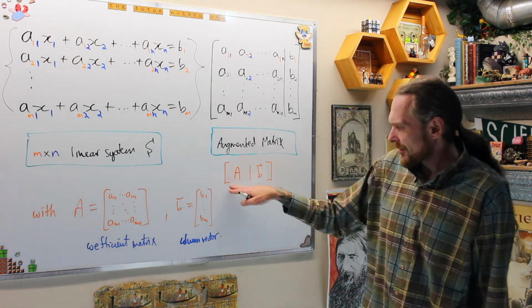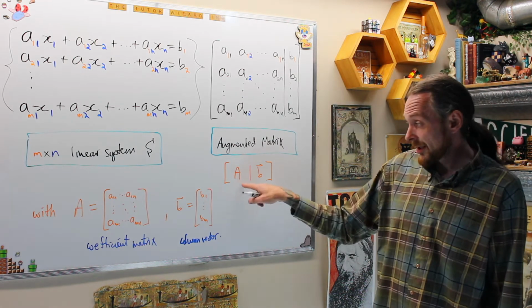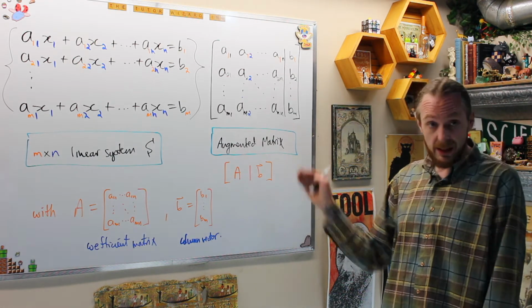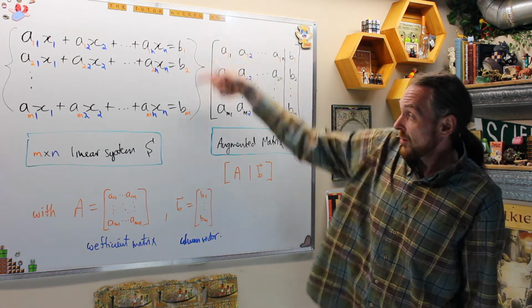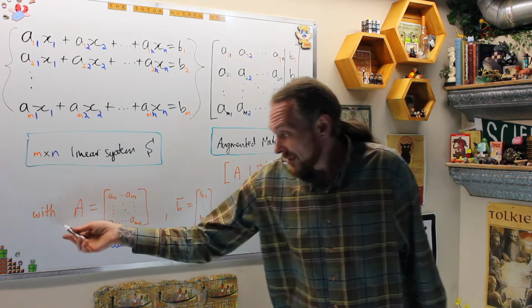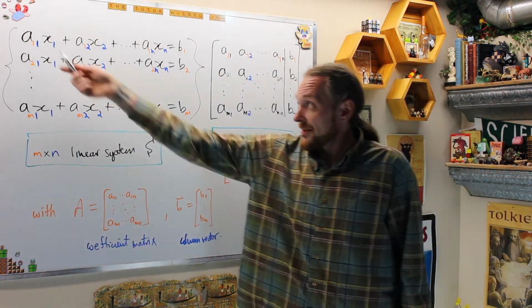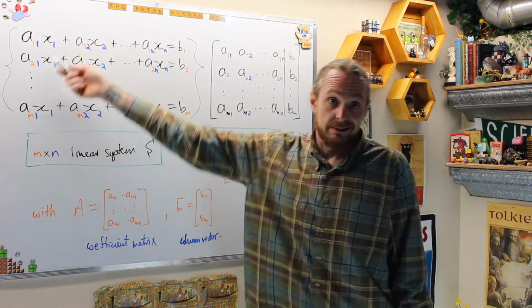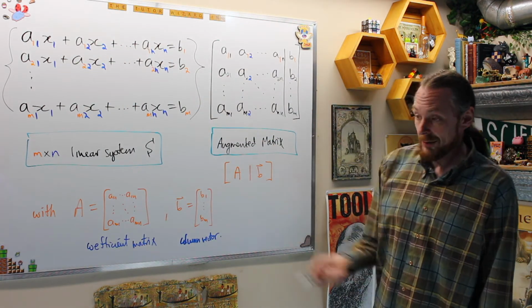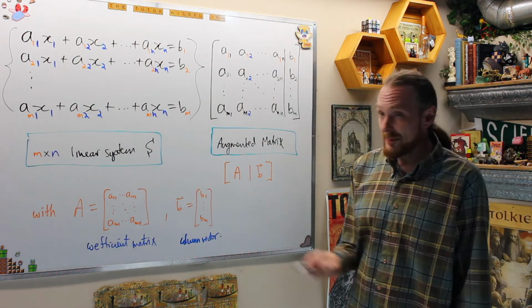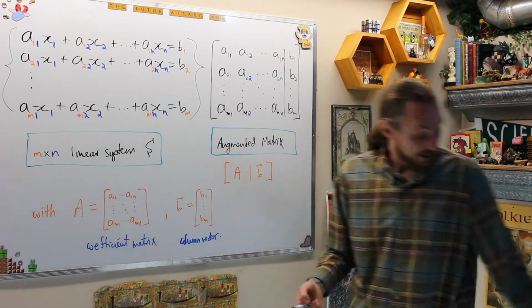In notation, when we're talking about proving stuff, we're going to use this notation: A augmented with the column vector b. And we specifically call this guy the coefficient matrix because it's the matrix of all coefficients of all these entries. And this guy we're going to call the column vector.